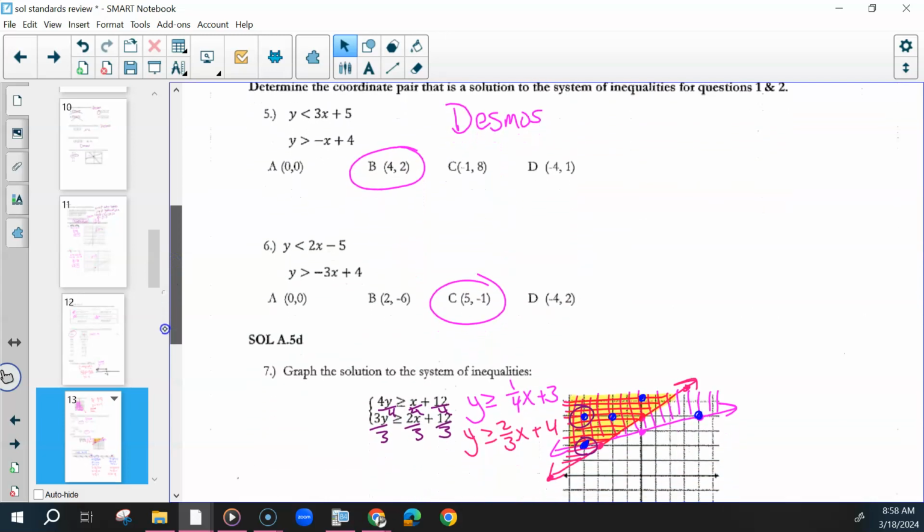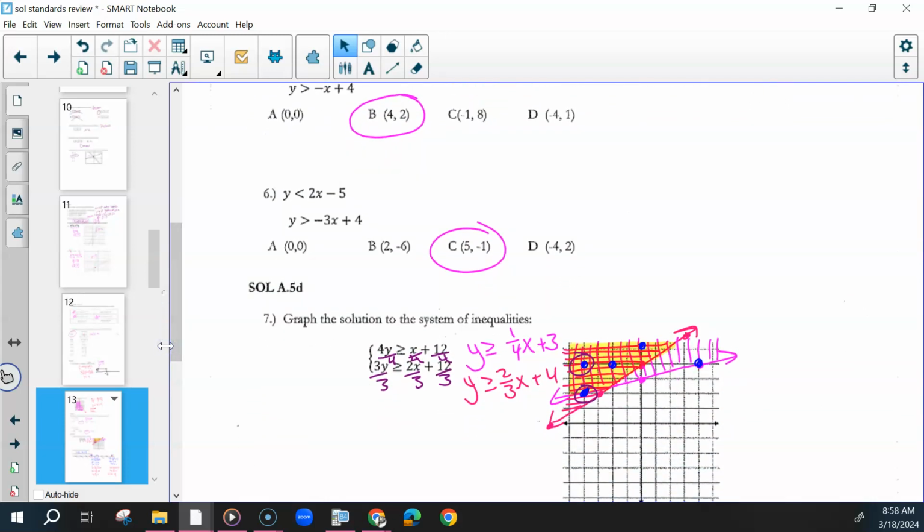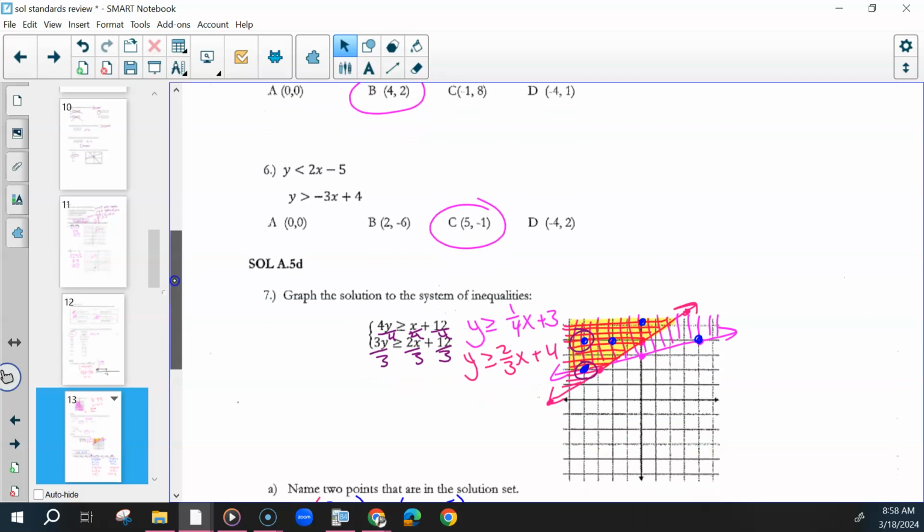6 was C, and 7 you had to graph the system of inequalities, so the overlapping would be this yellow area. If you put them both into Desmos, you wouldn't need to solve it, but if you didn't, you would need to solve it.